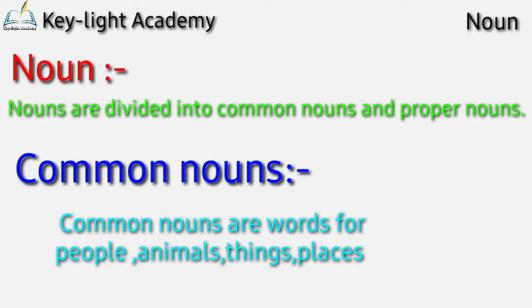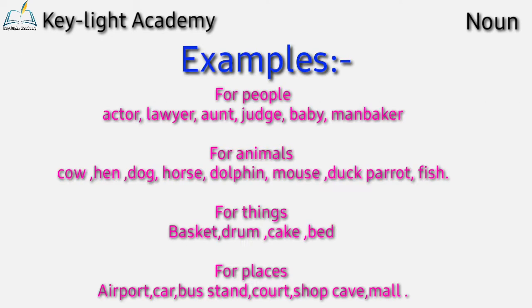Okay, now nouns are divided into common nouns and proper nouns. Common nouns are words for animals, people, things, places. Here are examples for people: actor, lawyer, aunt, doctor, baby, man, baker.